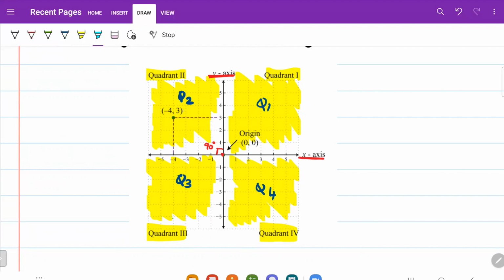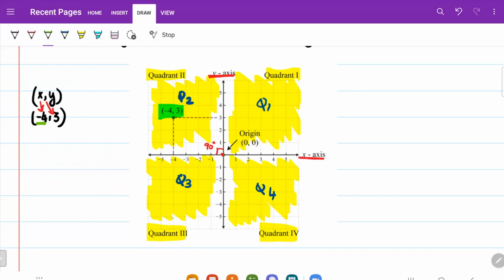Here we have an example of (-4, 3), which is called an ordered pair when you write it as (x, y) in brackets. So here we have (-4, 3). So -4 corresponds to x and 3 corresponds to y. So how would you find (-4, 3) on a graph like this? Let us do it step by step.